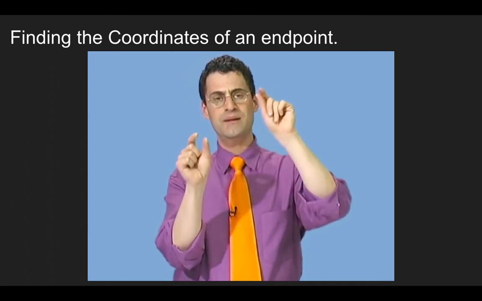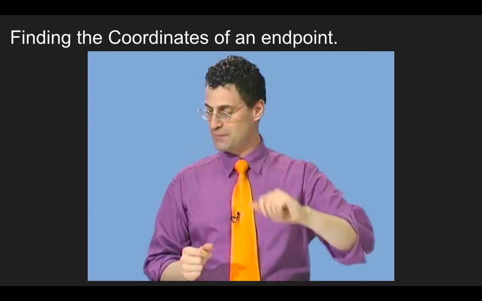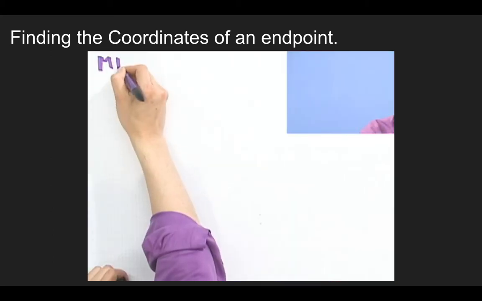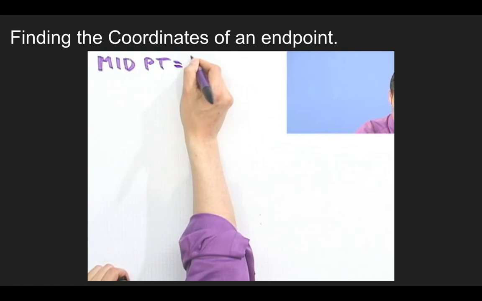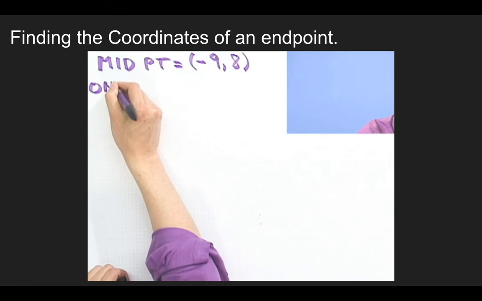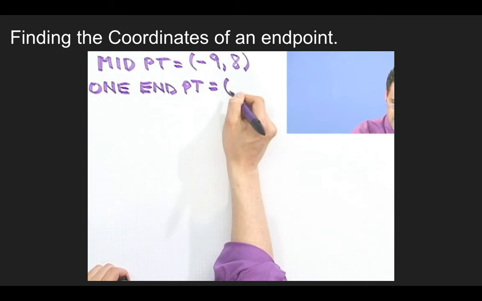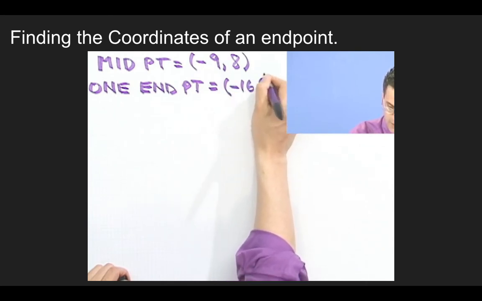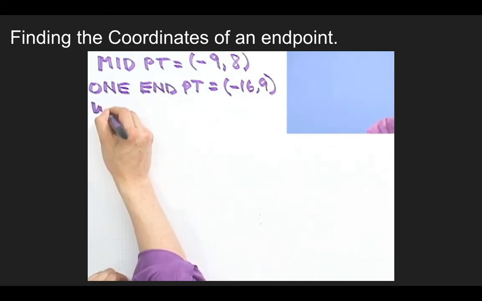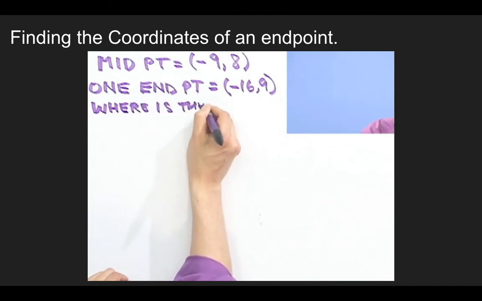So the question is, instead of me giving you 2 endpoints and finding the midpoint, what if I just give you a midpoint and one endpoint? How do you find the other endpoint? Let me solidify this with a particular example. Suppose that we know that the midpoint is equal to (-9, 8), and one endpoint is equal to (-16, 9). The question is, where is the other endpoint?